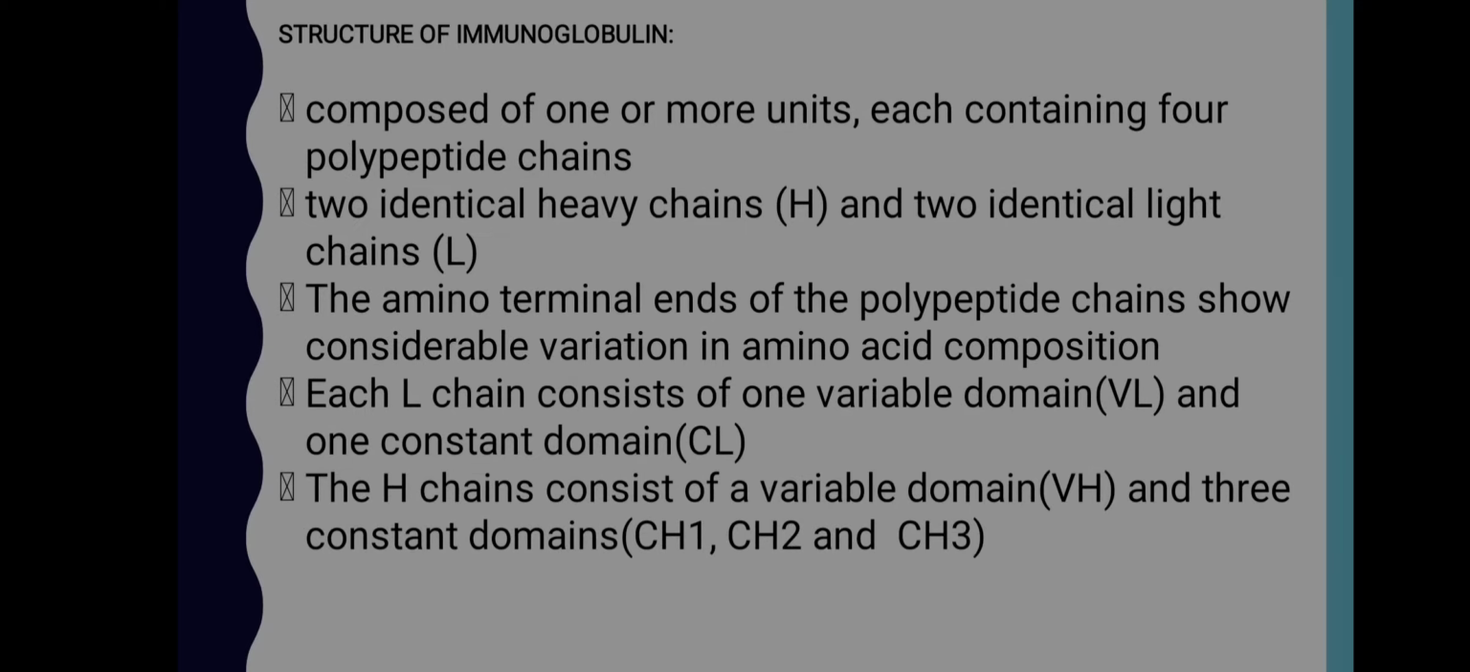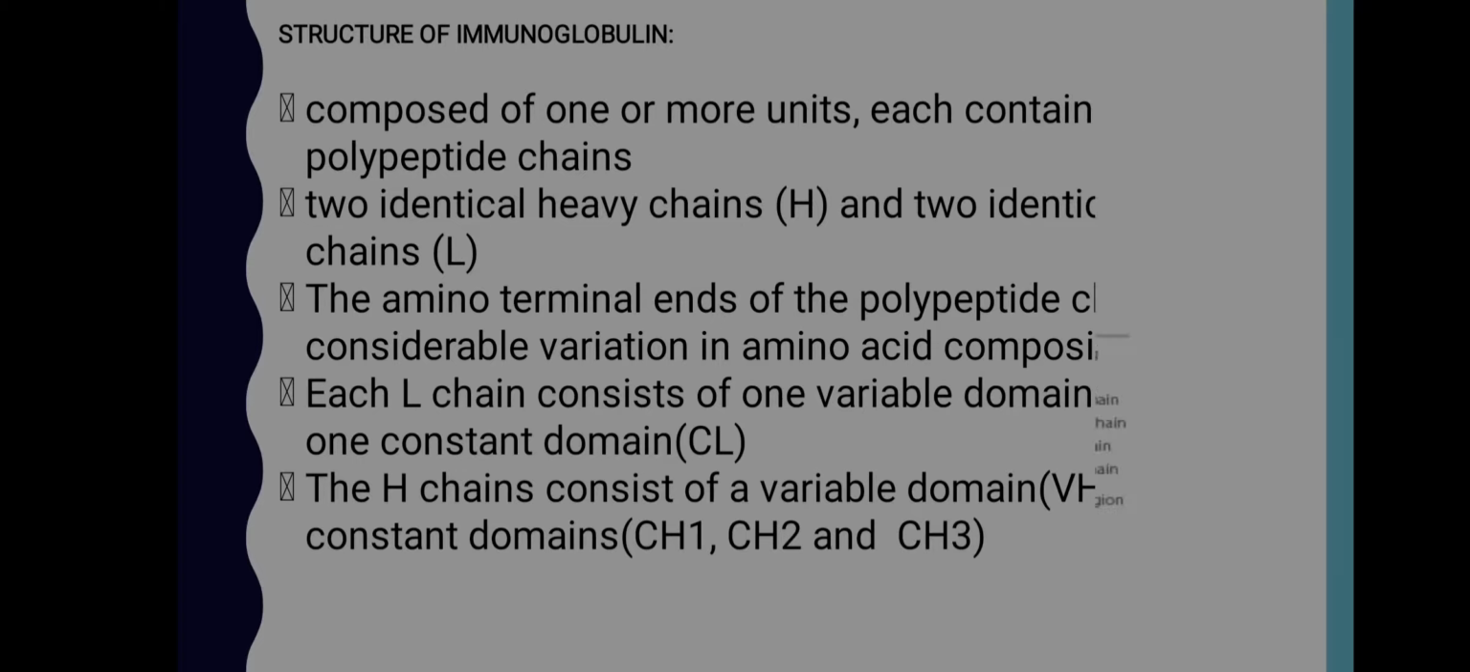Structure: it is composed of one or more units, each containing 4 polypeptide chains, 2 identical heavy chains and 2 identical light chains. The amino terminal of each polypeptide chain shows considerable variation in amino acid composition. The L chain consists of one variable domain and one constant domain. The H chain, heavy chain, consists of one variable domain and 3 constant domains.